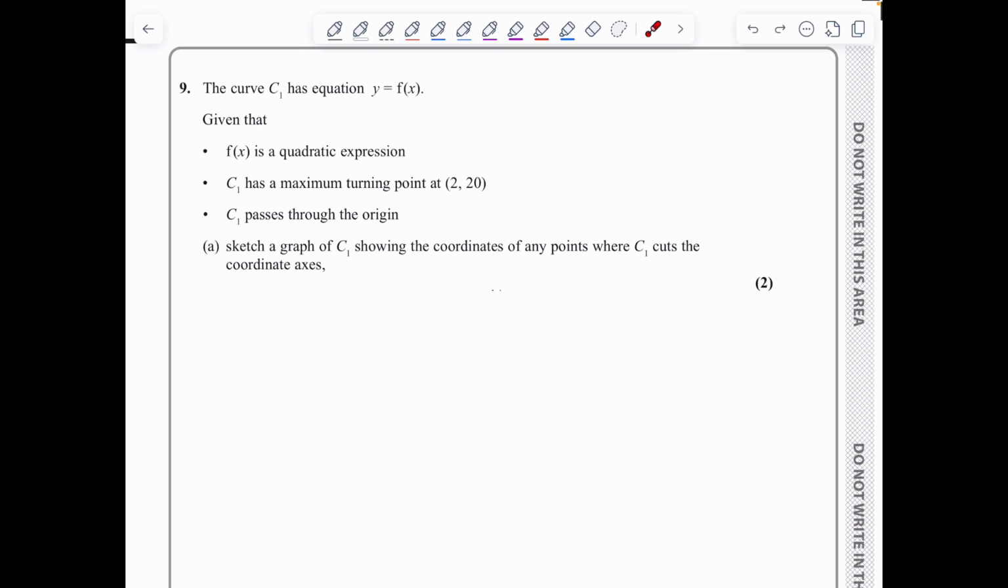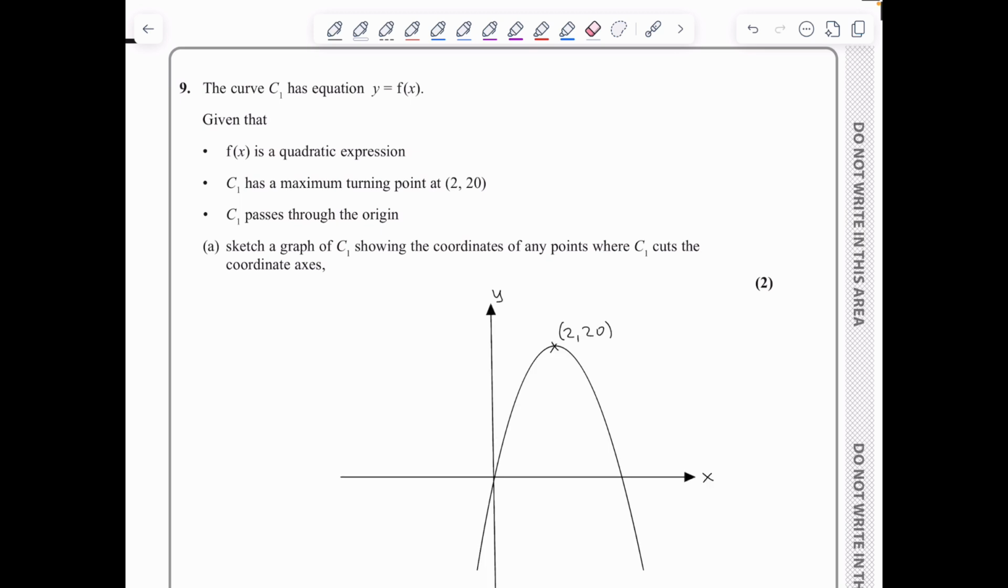In question 9, we are told that C1 is a quadratic curve with a maximum turning point at (2, 20) passing through the origin, and we need to sketch this graph showing the cuts on the coordinate axis. Well, we know that we have a maximum at (2, 20). We're passing through the origin, so it should look something like this. And then we exploit the symmetry. We know that the line of symmetry is here. So if we're cutting the x-axis at the origin, we should also be cutting here at 4. So this completes our sketch for part A.